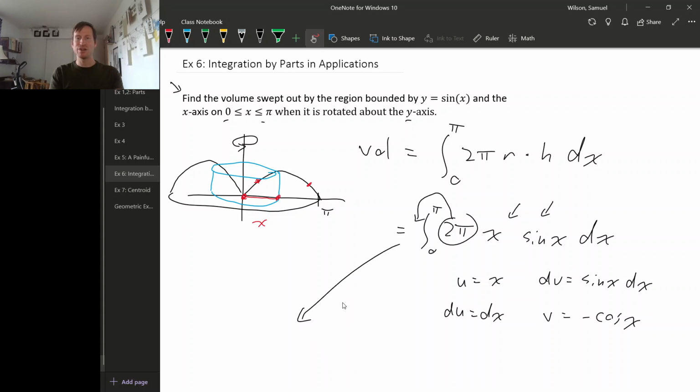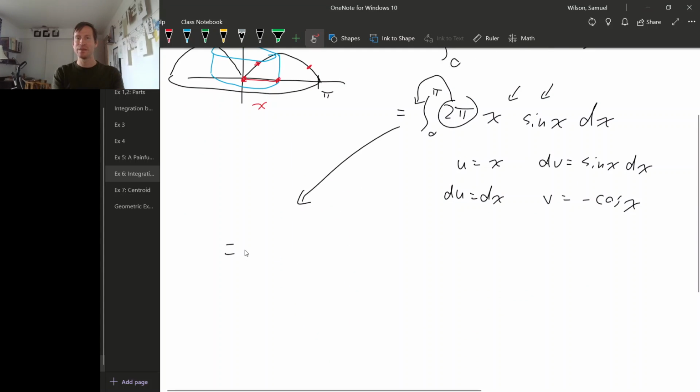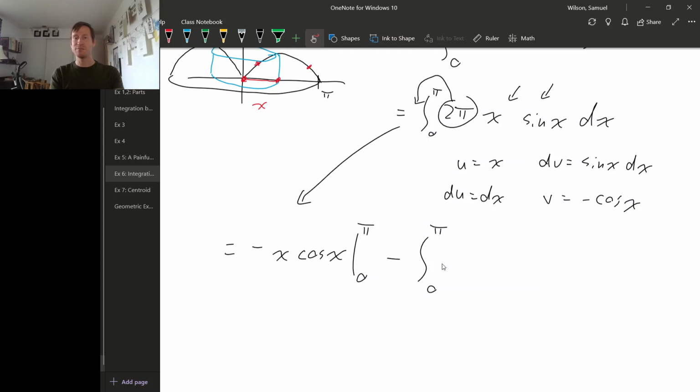So now we can use our integration by parts formula. So u times v, so minus x cosine x. And remember, this is a definite integral, so we need to evaluate from 0 to pi, minus the integral from 0 to pi of v times du, so minus cosine x times du, which is just dx. Okay, let's simplify these minus signs here. These turn into pluses.